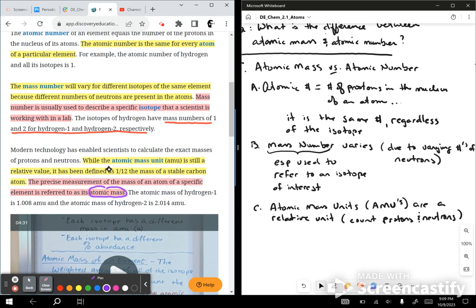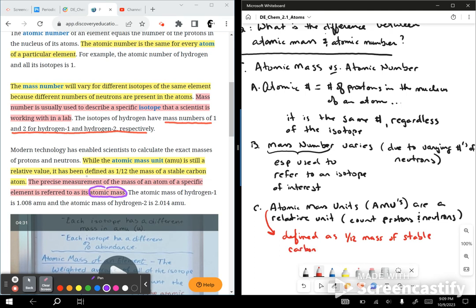So what do we got? The atomic mass unit is still a relative value. Okay, by definition, it is defined as 1/12 the mass of stable carbon. Okay.